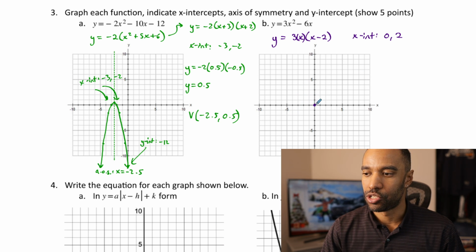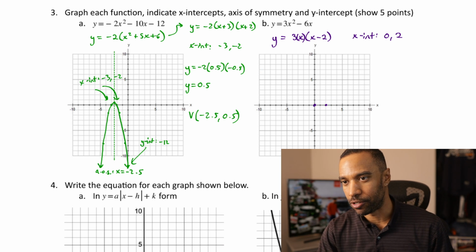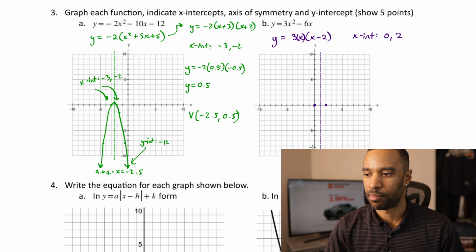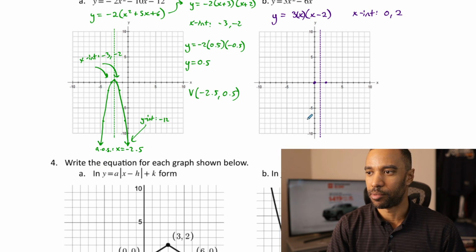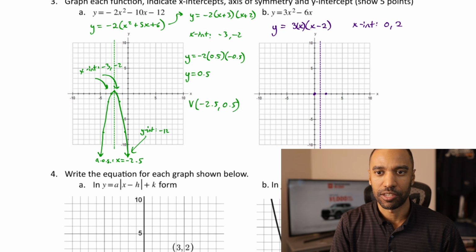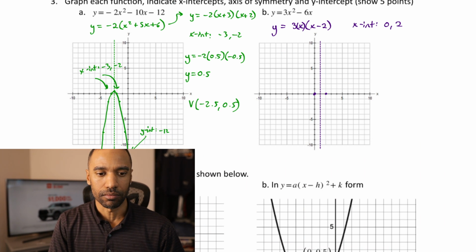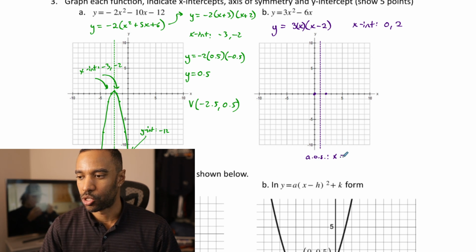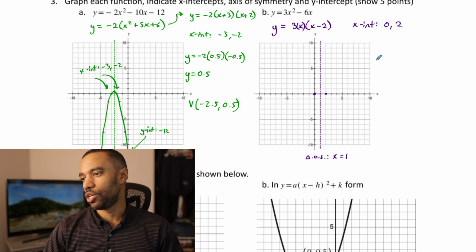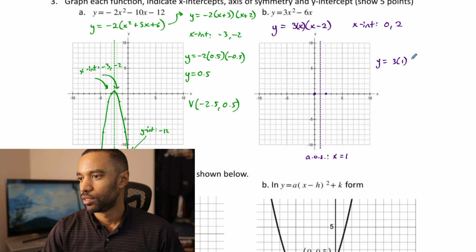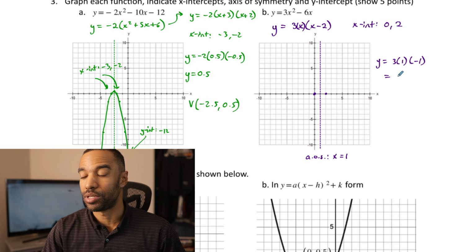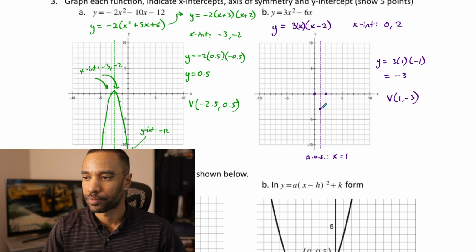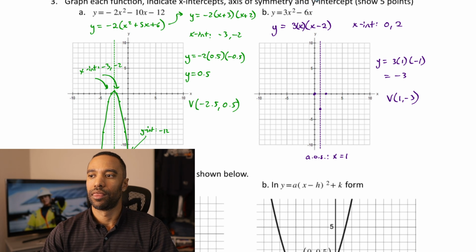So I get 0 and 2 as my x-intercepts, and averaging 0 and 2, you get 1. That is the axis of symmetry. X equals 1 right in between here. So I have an axis of symmetry at x equals 1. Substitute 1 into this equation. 3 times 1 times negative 1, I get negative 3. So I got a vertex at 1, negative 3. That's right here. And they ask for the y-intercept.